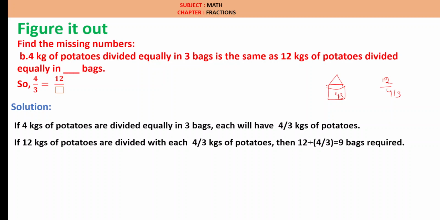Therefore 12 divided by 4/3 is equal to 9, because 12 divided by 4/3 is 12 into 3/4. 4 ones are 4, 4 twos are 12... 3 into 3 is 9. So thus 9 bags are required here. So here we need to fill in 9 bags. 4/3 is an equivalent fraction of 12/9. So therefore 4/3 is equal to 12/9.